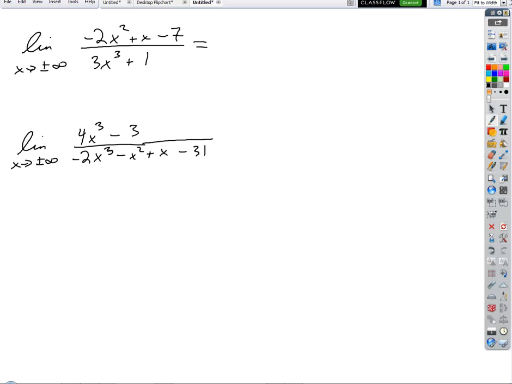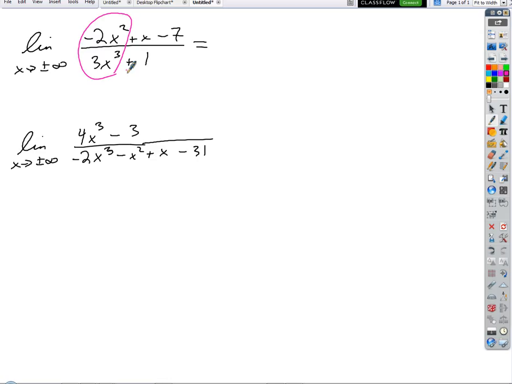Okay, so from Tuesday. 0 and half. Okay, two. So what's the answer to the first one? 0. How come? It's the x, there's only one x on the bottom, once you do all the things.